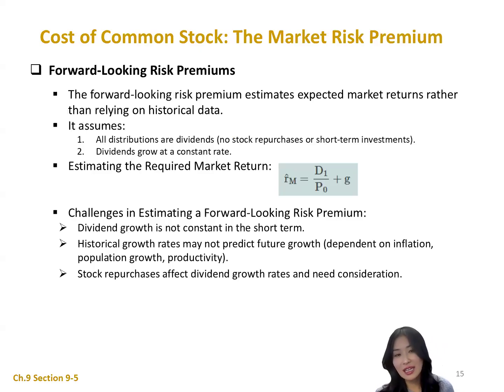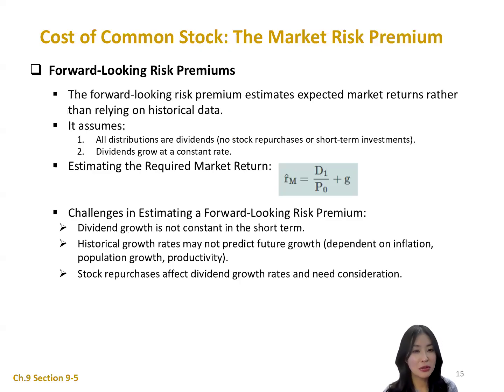Using this concept, we can estimate r-hat-M, the expected required return on the market, which equals D1 divided by P0, plus g. Here, D1 is the expected market dividend, P0 is the current market price, and g represents the expected dividend growth rate. Let's look at some issues when we use these DDM models.